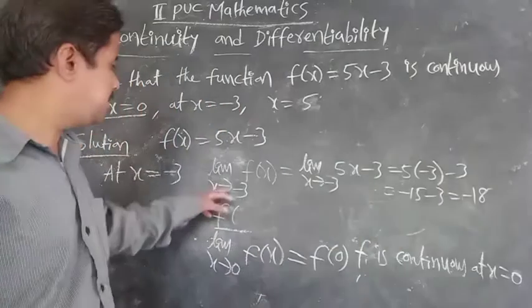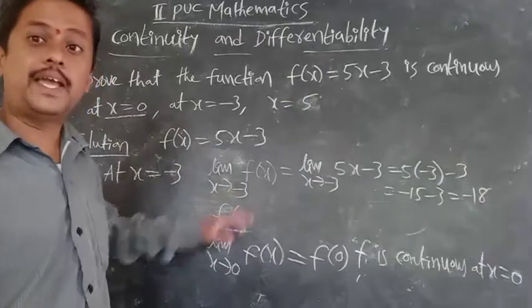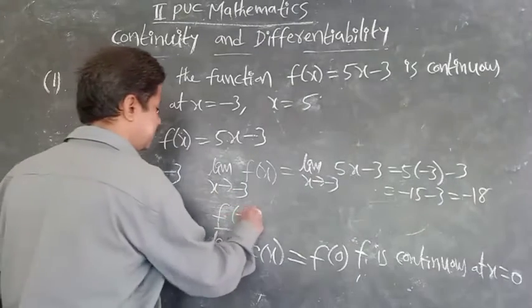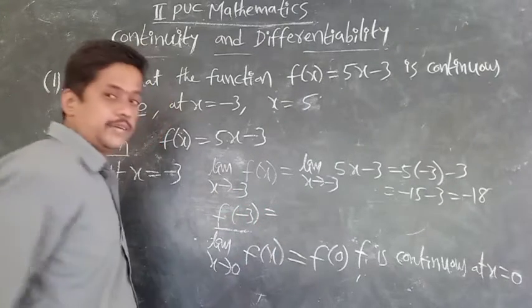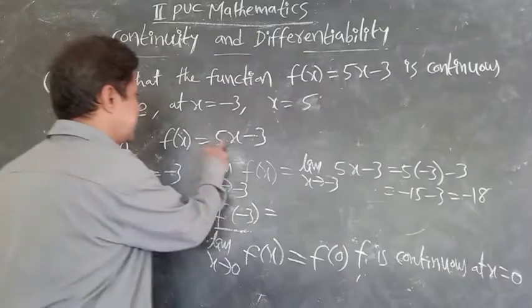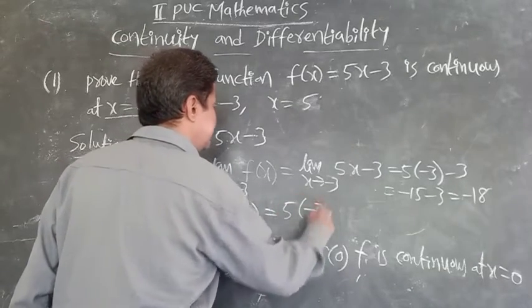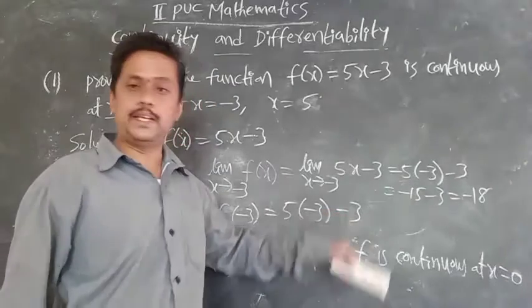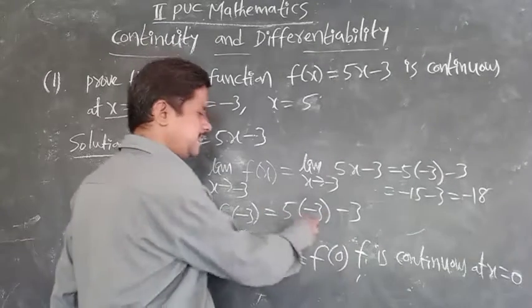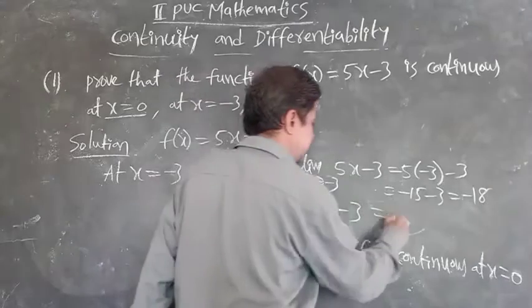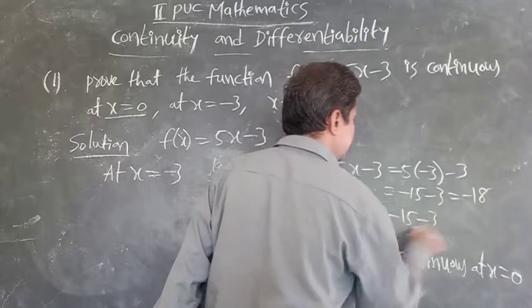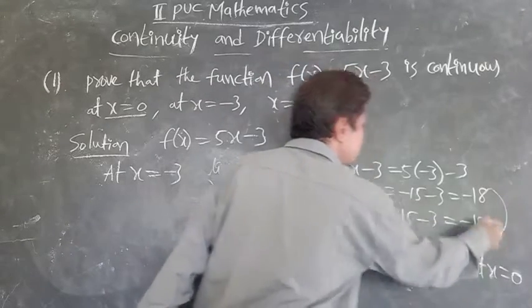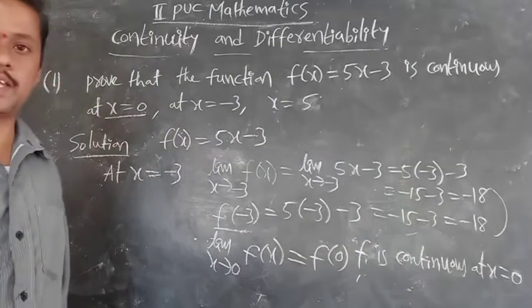Now, tell me what is f of minus 3. f of minus 3 is equal to 5 into minus 3 minus 3. 5 into minus 3 is minus 15, minus 15 minus 3, what is that? Minus 18. So both are the same, minus 18.